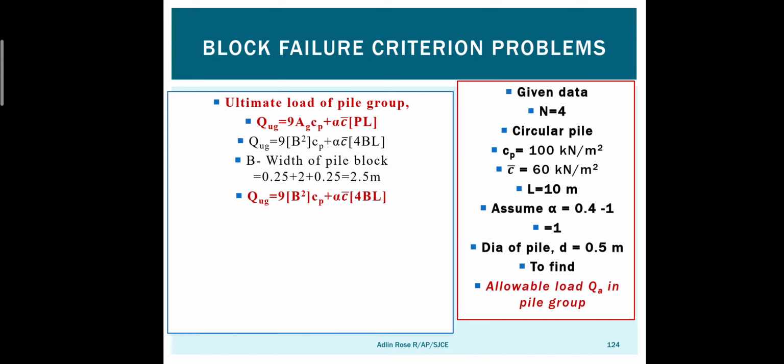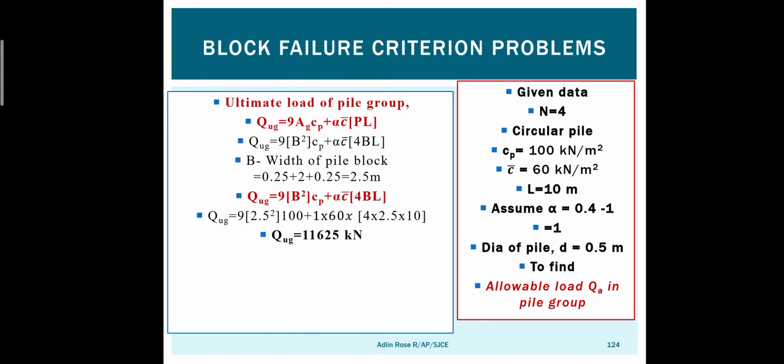So you get 9 into 2.5 meter square into 100, plus alpha, which we assume to be 1, into C bar, which is 60, into 4 into B, which is 2.5, into the length of the pile, which is the same for the block, 10 meters. So you get 11625 kilonewton. So we found the ultimate load capacity by two methods. One is by using the static formula, where we found the single pile capacity and multiplied by the number of piles. And second, we used the block failure criterion and found the value.